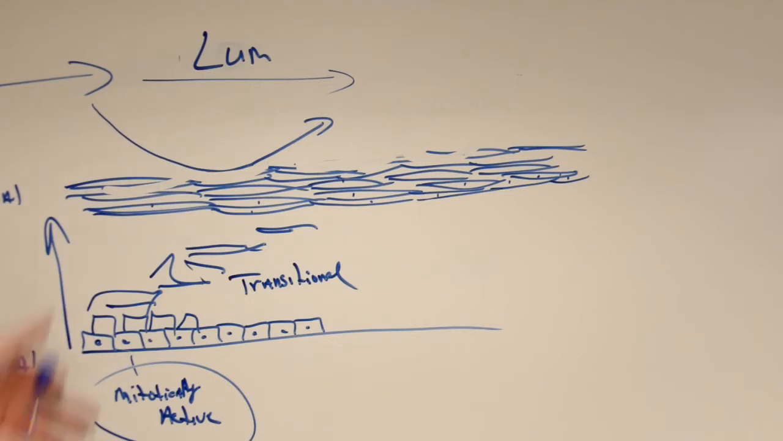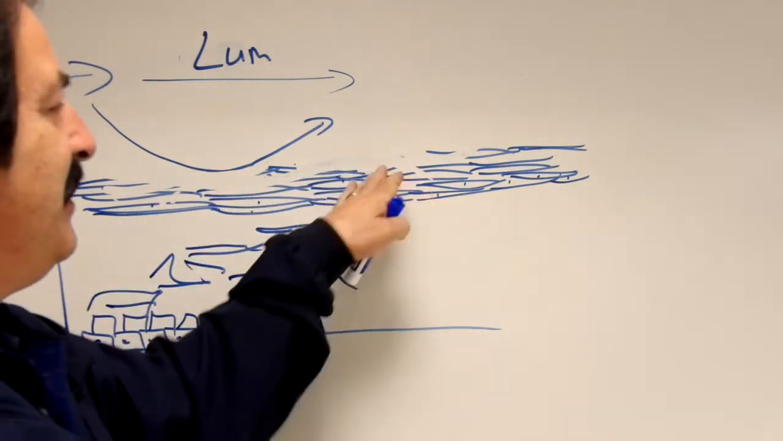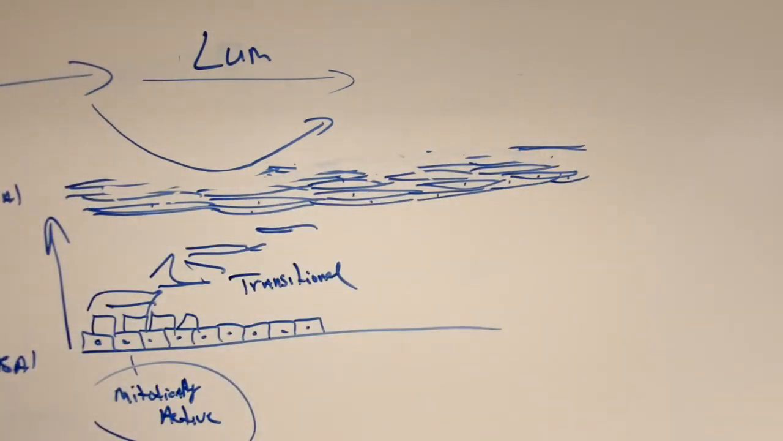All right? But this is what is happening right here. These cells are pushing up. These cells are dying. They get sloughed off, and they disappear. All right?